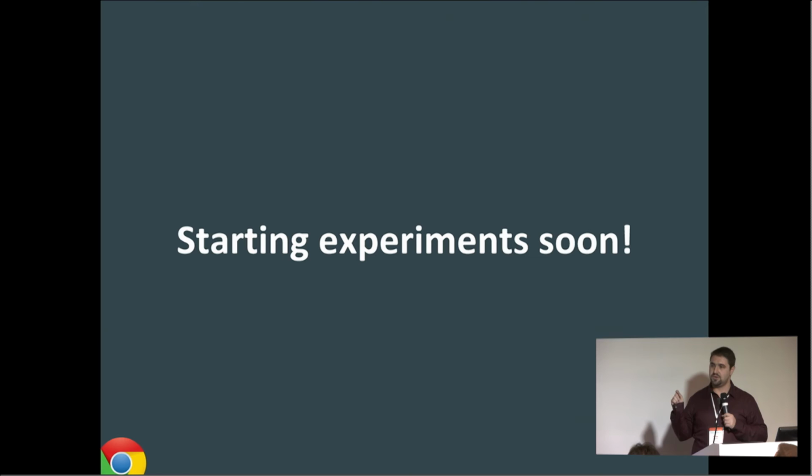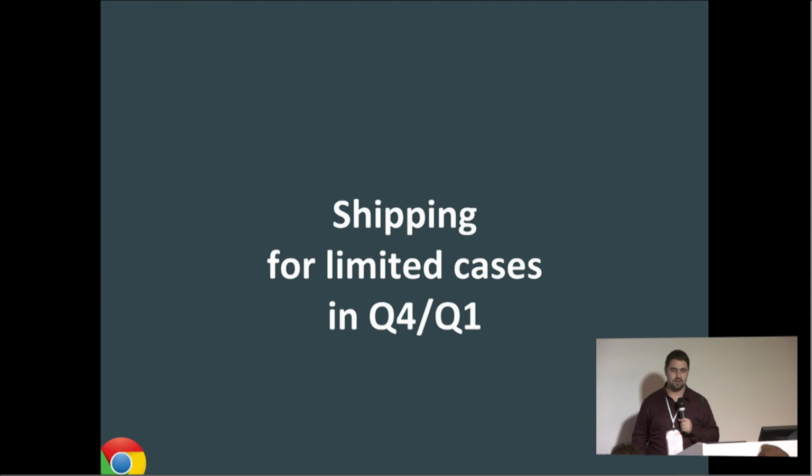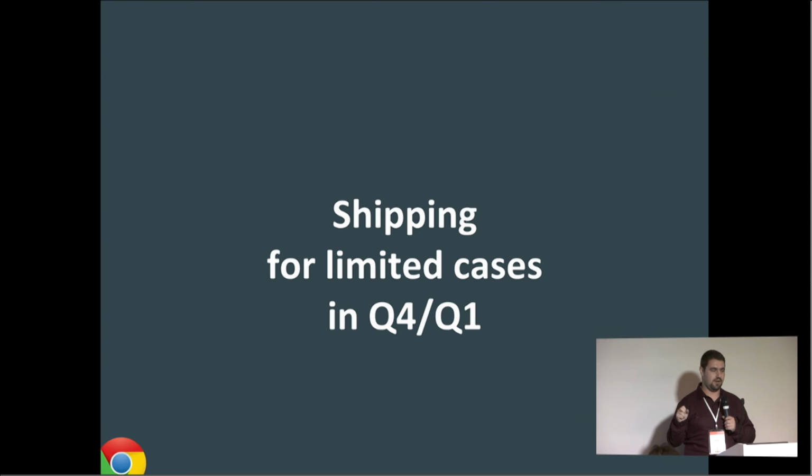We're going to try to do limited cases in Q4 and Q1. The idea is extensions in Chrome have privileges today, and they can also host web content. Also, web pages can pull in extension iframes. So for these limited cases, we want to actually enable out-of-process iframes. And we're starting trials within 2 to 3 weeks. And we want to ship something at the end of the quarter or the beginning of Q1.